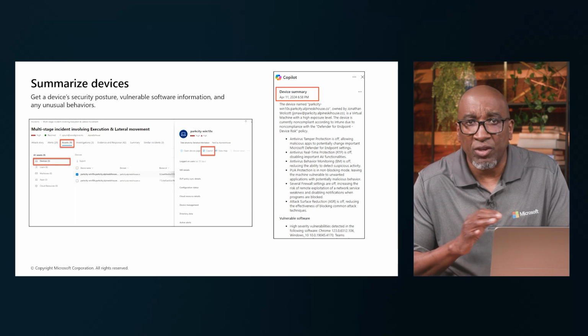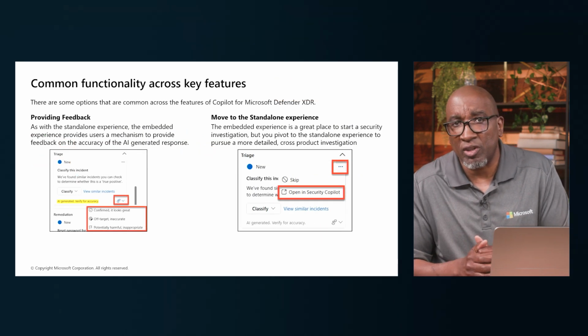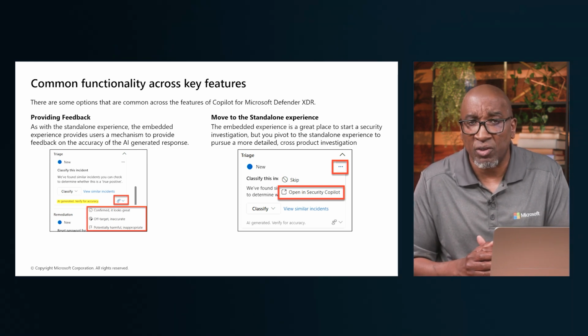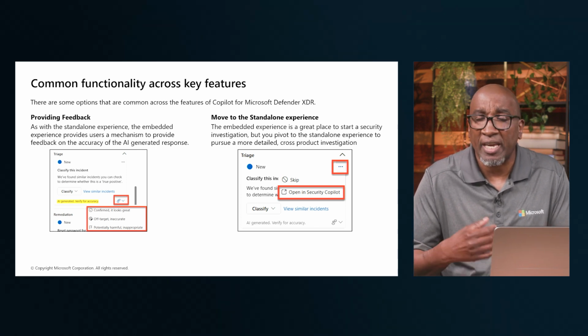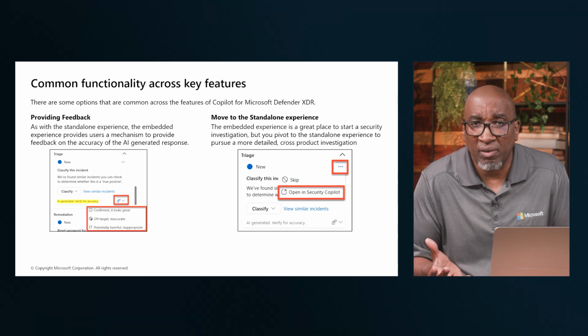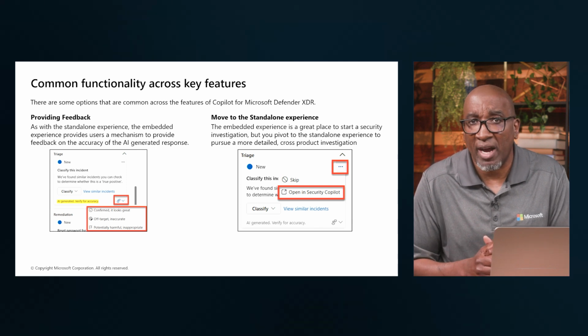Across all of the features in Copilot for Defender XDR, we have some common functionality that we can use. We can provide feedback on generated responses. We can move to the standalone experience for more detailed investigation. These allow us to get some baseline evaluative information out of what Copilot for Security is providing for us.